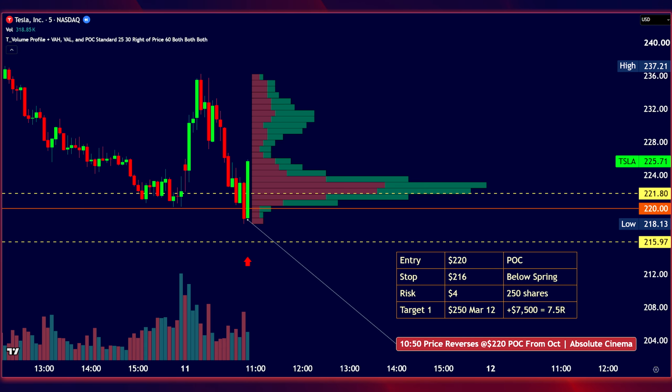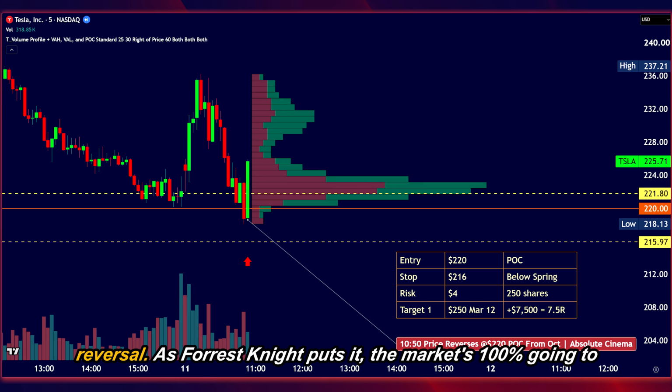Touch, spring, reversal. As Forrest Knight puts it, the market's 100% going to react here. There's a massive amount of people there waiting. They're waiting to take action because the price finally came back to them. It's 100% going to react here every single time. It has to, right? There's a massive amount of people there waiting, because they're super green.